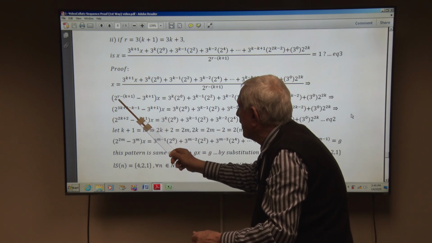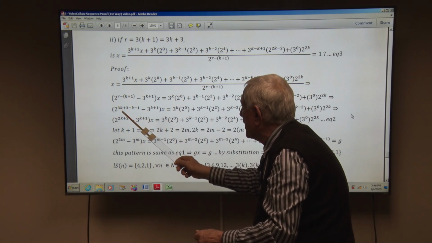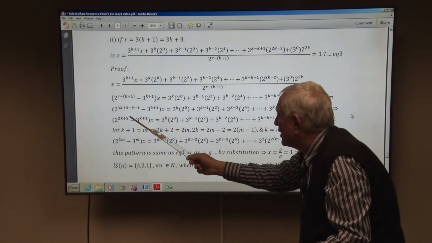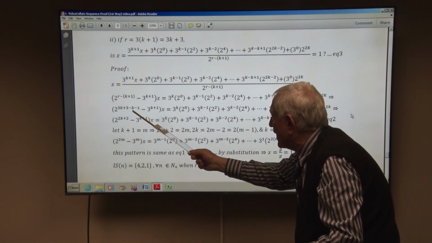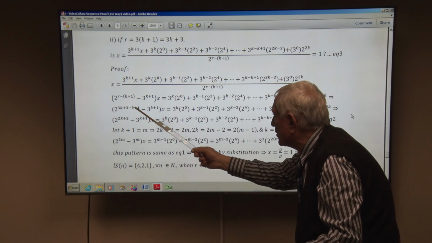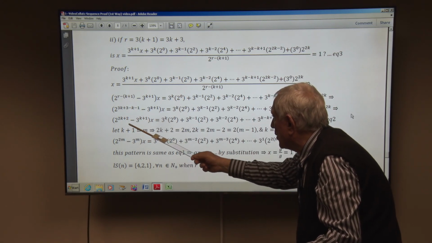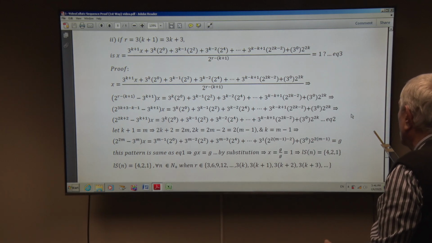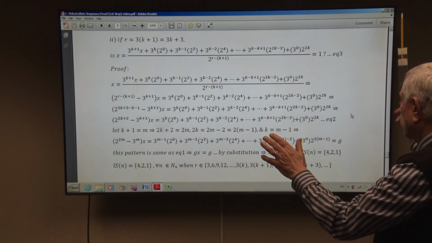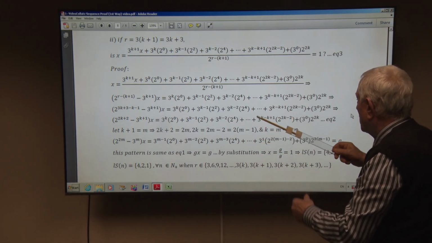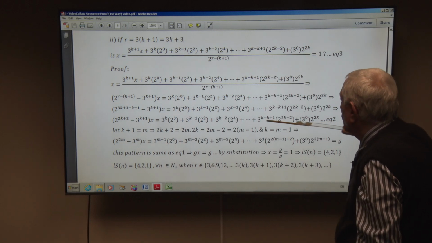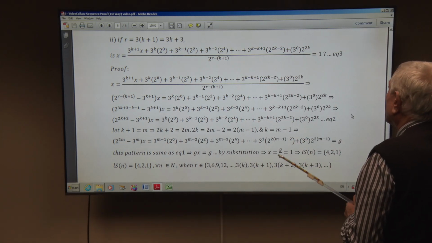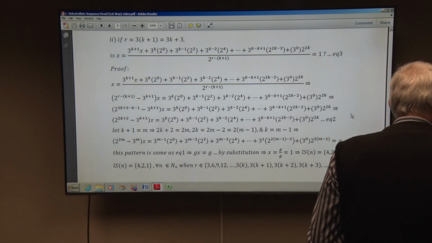Put the r value, which is 3k plus 1. And 3k minus k is 2k. 3 minus 1 is 2. Okay, go. You have x here, of course. This is equation 2. And stop here. Can you make this equation 2 look like equation 3?